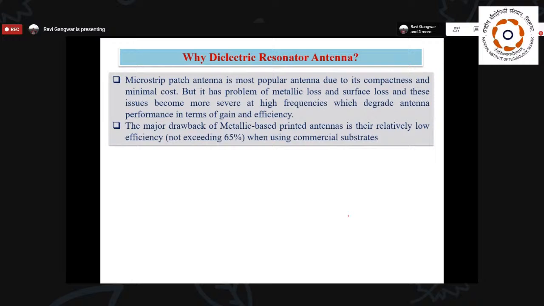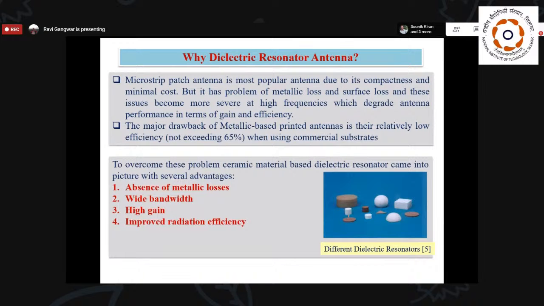Now, why are we going to go for the dielectric resonators? I'm not going to go into detail on dielectric resonator antennas, because for the last two days everybody has been going through the fundamentals of the DRA. So I'm skipping this part.